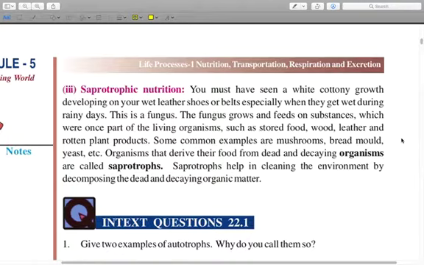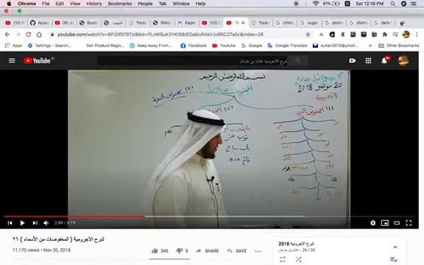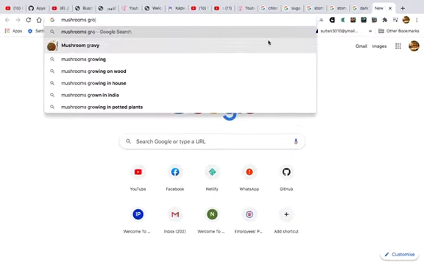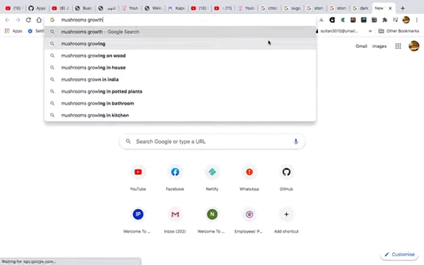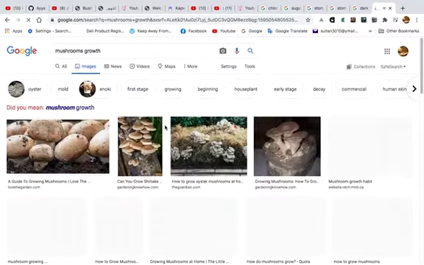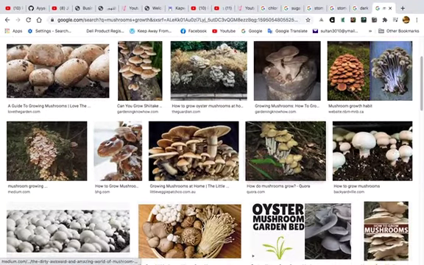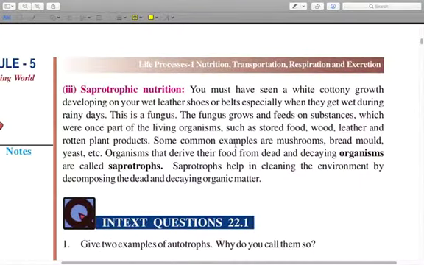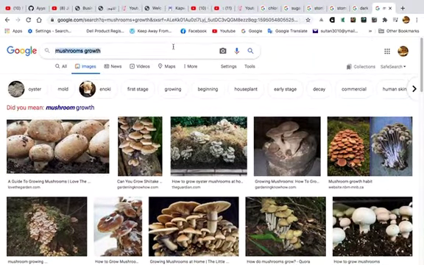Some common examples are mushrooms. You know how mushrooms are made? I'll show you. Mushrooms growth, if you have seen somewhere, you can observe. See here, the mushrooms are growing on some organic matter like some old plants and other things. So mushrooms are also fungi. Okay, and also bread mold. I'll show you bread mold.